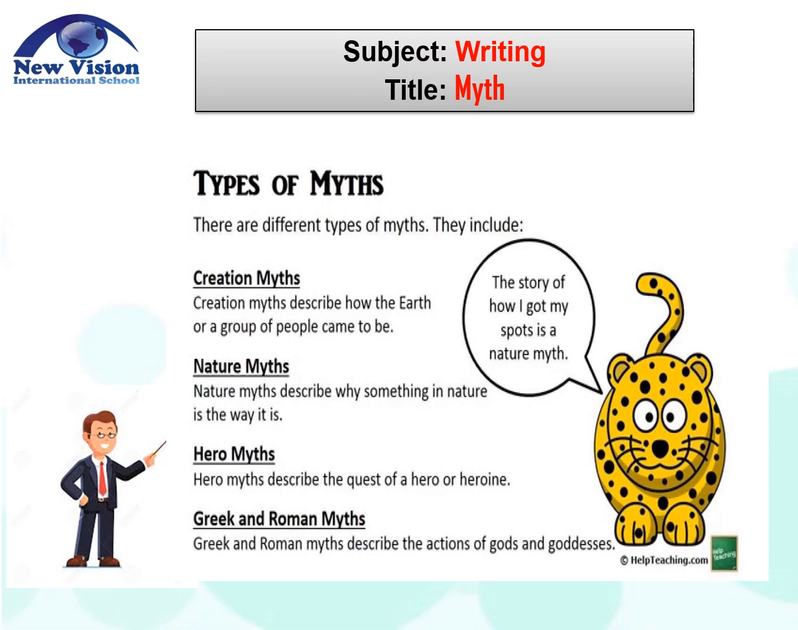Now let's take up the types of myths. First, creation myths. Creation myths describe how the earth or a group of people came to be. Next, nature myths. Nature myths describe why something in nature is the way it is. Third, hero myths. Hero myths describe the quest of a hero or a heroine. Fourth, Greek and Roman myths. Greek and Roman myths describe the actions of gods and goddesses.